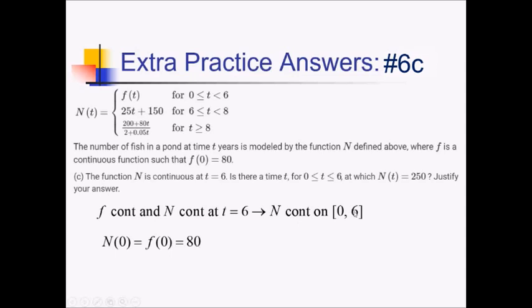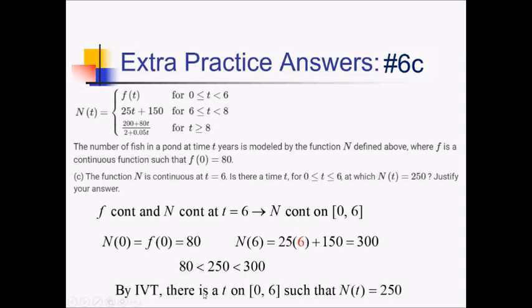Next, we need to talk about n of 6. So for n of 6, we have to use the rule where t equals 6. That's this middle rule here. So we're doing 6 times 25 plus 150. That's 150 plus 150, which is 300. And now the important piece here, we were looking to guarantee that n of t equaled 250 somewhere on the interval from 0 to 6. Well, if you're starting at 80 and ending at 300 and you have a continuous function, since 250 is between the starting and ending values and you're guaranteed to hit all the y values in between because we have continuity, the IVT guarantees that you're going to find the t on 0 to 6 that gives you 250 as an output.